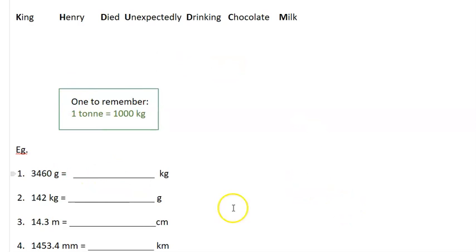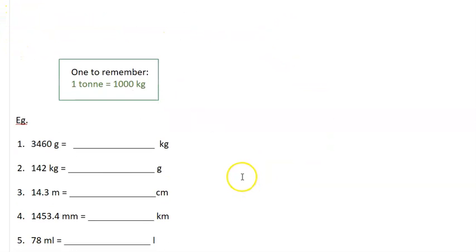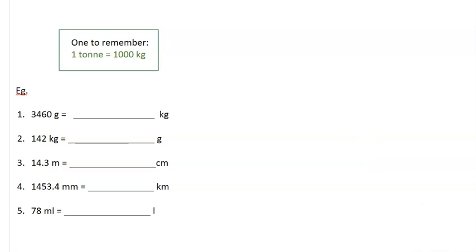So whenever you approach questions, if you can remember King Henry died unexpectedly drinking chocolate milk, it wouldn't matter that on your exam or over at the side, you even write to yourself, okay, King Henry died unexpectedly drinking chocolate milk. Okay, so you write that there just so that you can keep that in the back of your mind. So if we have a look, this is how we use this mnemonic.